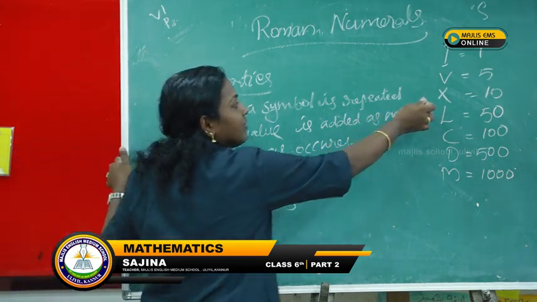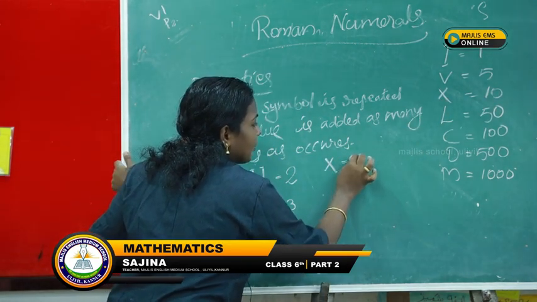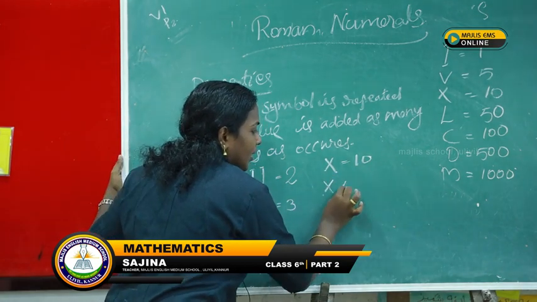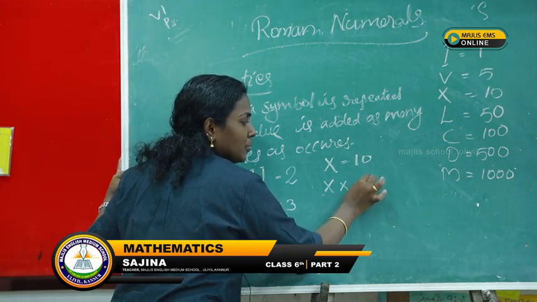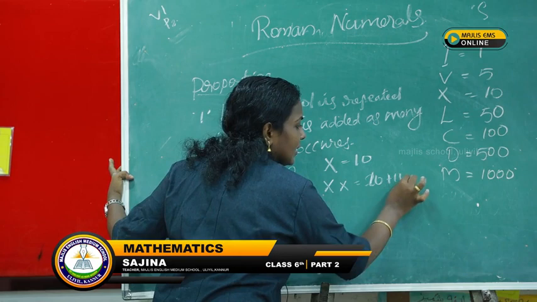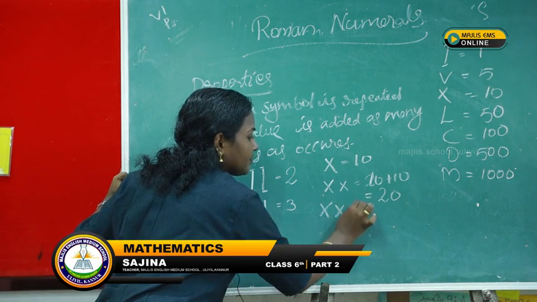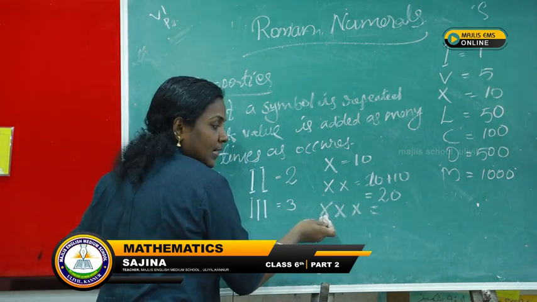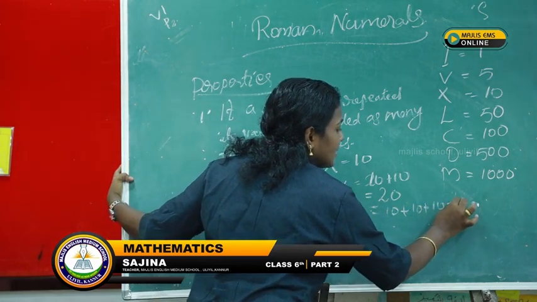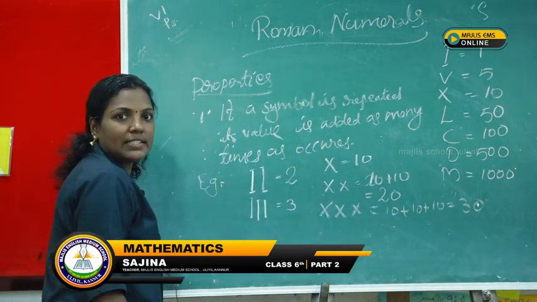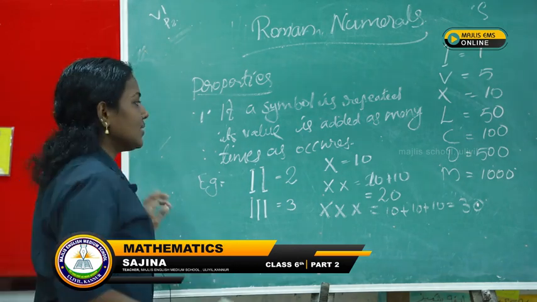Okay. Next, X is equal to 10. Here X is repeated 2 times. Therefore, the value is 10 plus 10 is equal to 20. Next, 3 times: 1, 2, 3. Therefore, 10 plus 10 plus 10 is equal to 30. Okay. Is the first property clear? Okay, good.